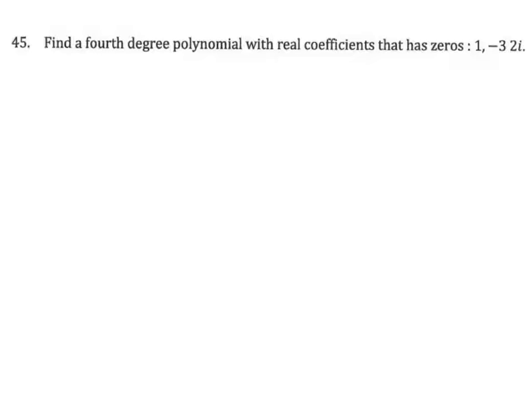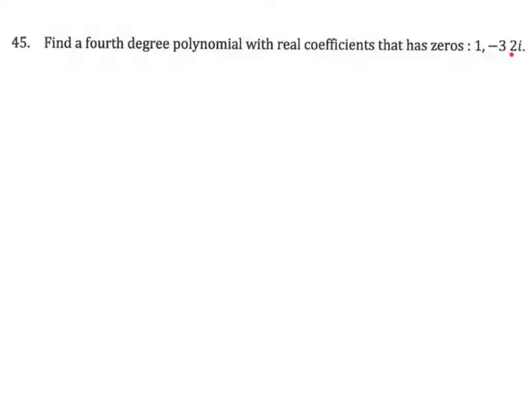This one says find a fourth degree polynomial with real coefficients that has those 3 zeros. Okay, in order to get a fourth degree polynomial, we'll have to have 4 zeros, because each zero we'll use to get a corresponding factor of the polynomial. Like if 1 is a 0, x minus 1 is a factor. Or if -3 is a 0, x minus -3, or x plus 3, will be a factor. And so if you multiply those factors, you have to have 4 factors multiplied in order to get a fourth degree polynomial.